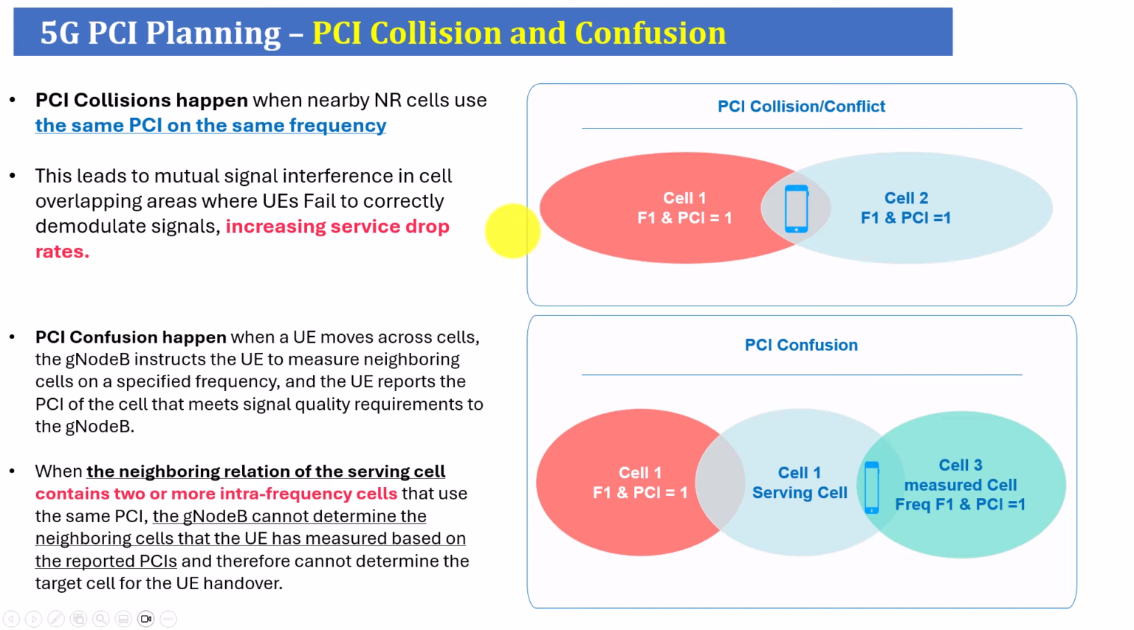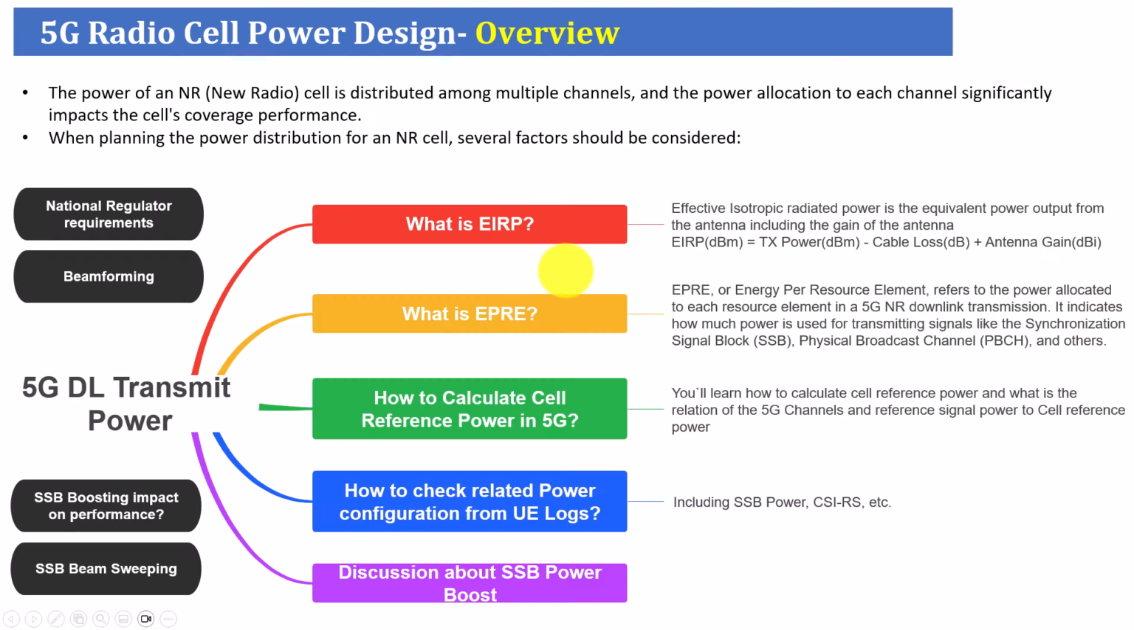What we are going to cover today, let me just explain quickly. Okay, this is what we're going to cover next, about the 5G downlink transmit power. We'll try to cover very important concepts and also the calculations, to make you understand really how the power can be calculated, what is meant by EIRP, which is effective isotropic radiated power, what is meant by EPRE, energy per resource element, and many other things.